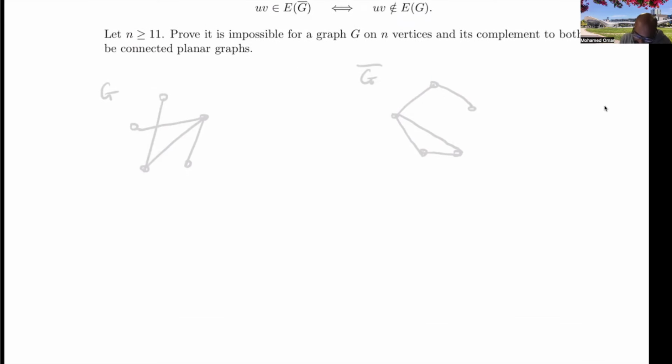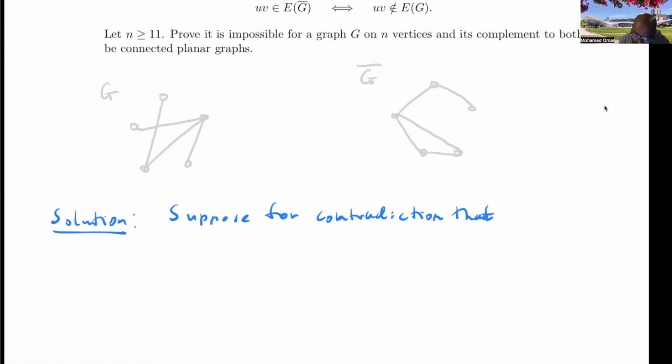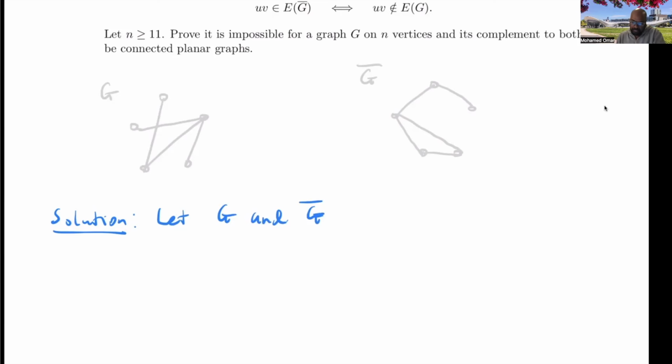Okay, so let's write a solution, or attempt at a solution. So suppose, for a contradiction, or maybe I'll even word it this way, let G and G complement, I'll say let G be a connected planar graph on n vertices.